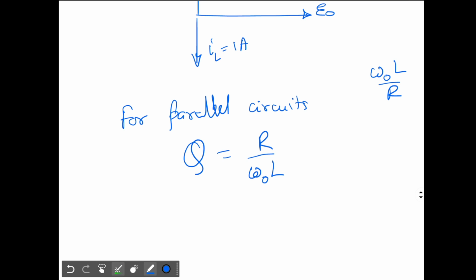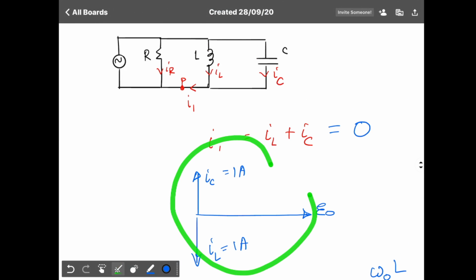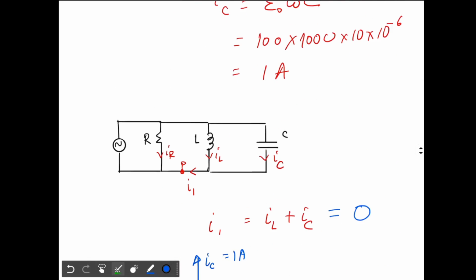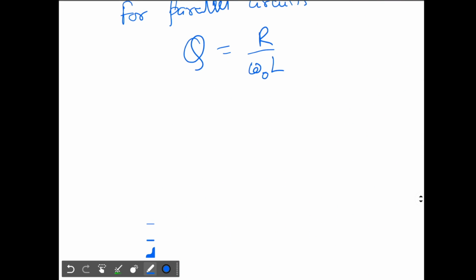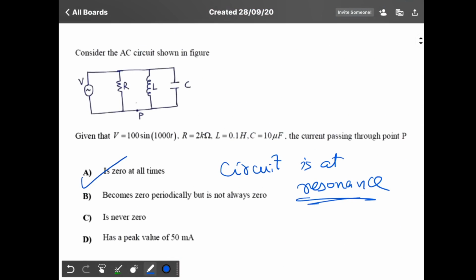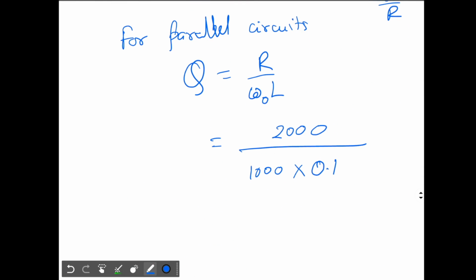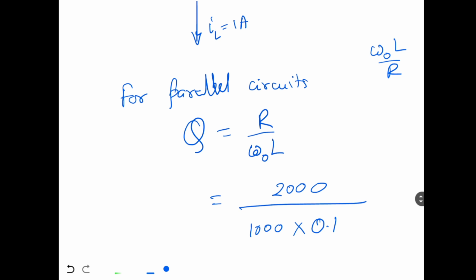Now since the circuit is already at resonance, omega naught is equal to 1000. So in the denominator, 1000, inductance is 0.1 Henry, and the resistance was 2000 ohms. So that will be equal to 20. Simple.